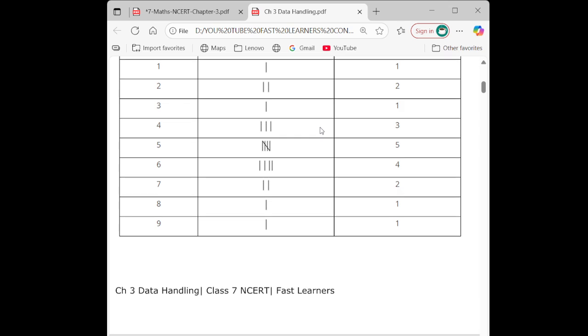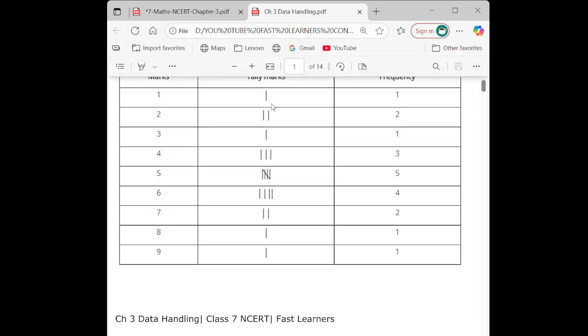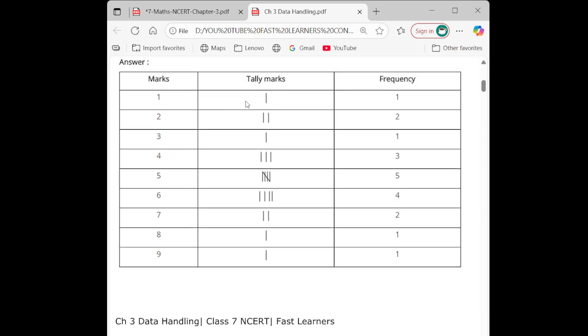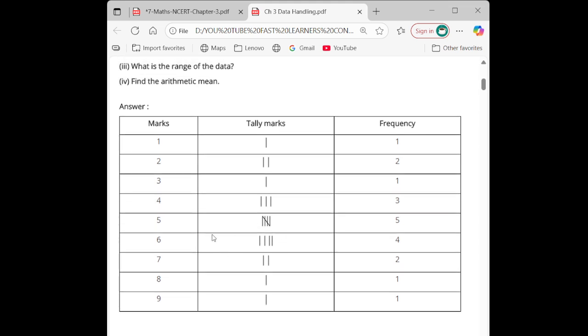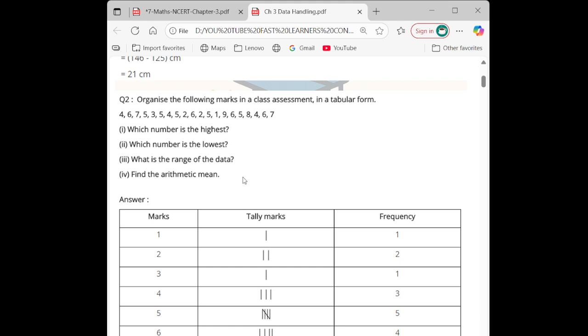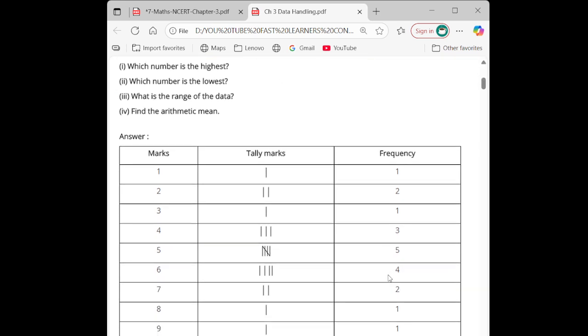So see, this is how you put the tally marks and you find out the observations. Number 1 is 1. You have to write down 1 to 9 here and then divide and then just keep on going. Suppose 4 is there, so put 1 mark in 4, and then 6 is there, so put 1 mark in 6. That way put tally marks for all these observations and find out the frequency here. And then from the table you need to answer the questions.